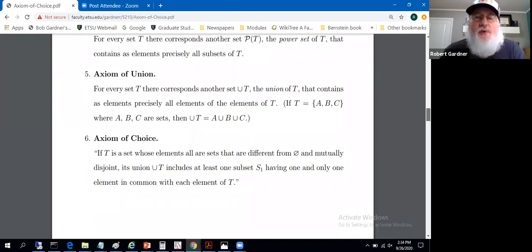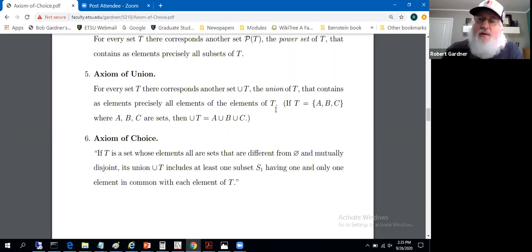The axiom of union. Maybe a comment here. In set theory, very strictly speaking, the only thing there is, is sets. Everything is a set. Elements of sets are sets. The axiom of union states, for every set T, there corresponds another set, union T, the union of T, that contains as elements precisely all elements of the elements of T.